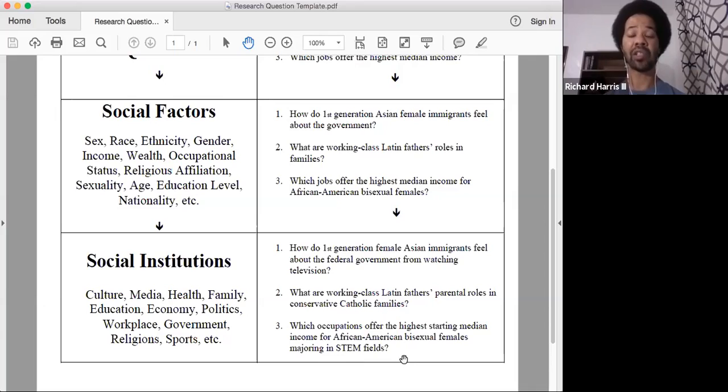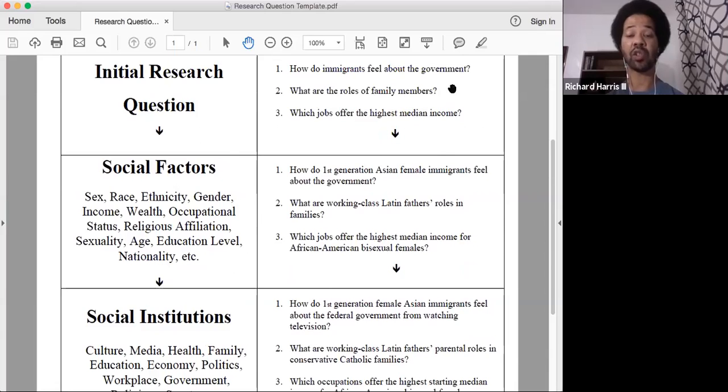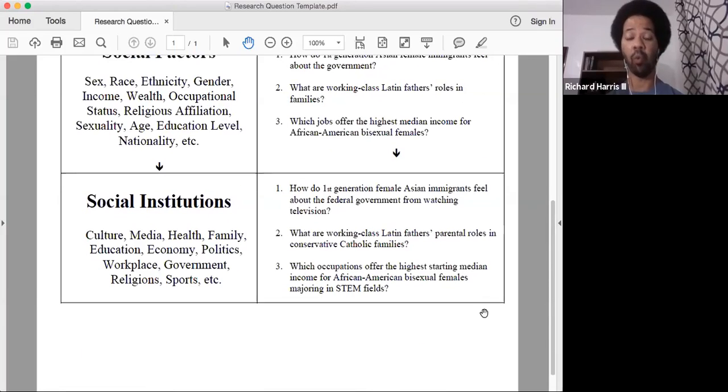So you may notice that some of these questions may have social factors from the initial component. They may have a social institution from the initial question as well. That's completely fine. The goal of this assignment is to have one usable research question with a sufficient amount of social factors and at least one social institution. Generic questions tend to result in generic answers.